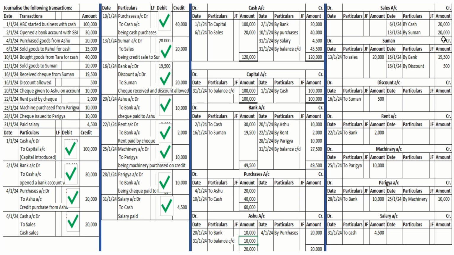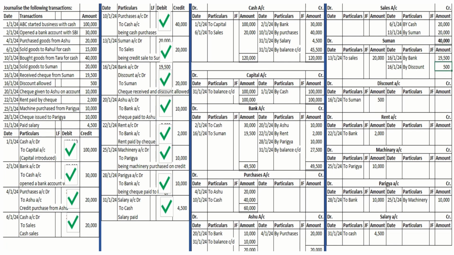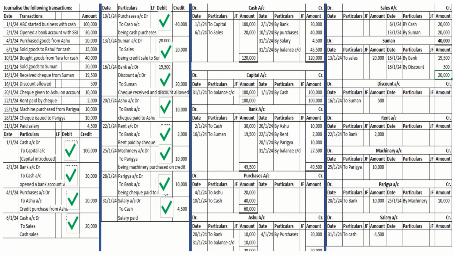The sales account is a credit balance account. I am just putting it here, I forgot to make a column here. The total comes to 40,000 for the time being. Then Suman, it was 20,000 and we got paid 19,500. They allowed 500. I mean, we need to get 20,000, we got 19,500, and 500 we gave as discount. So there is nothing left. We can make a balance as such. Here we would not be writing any balance because there is no balance.